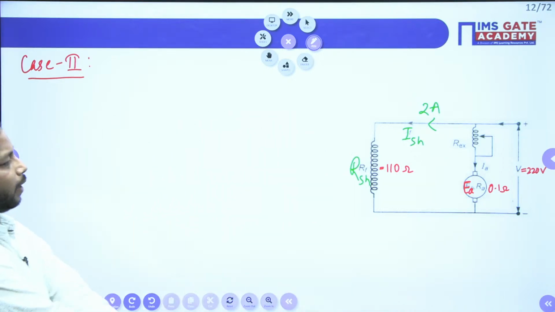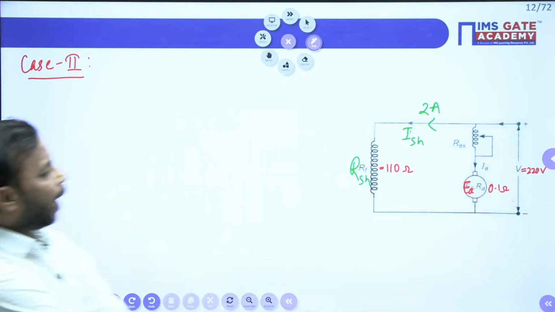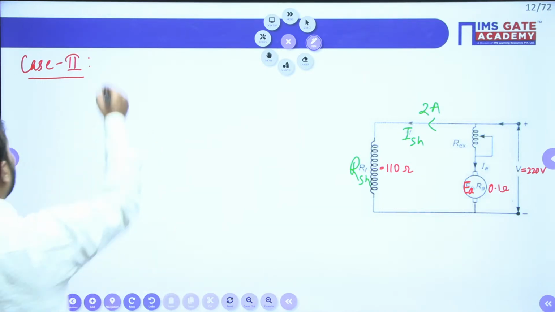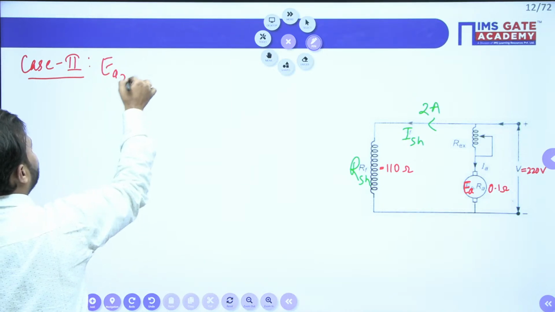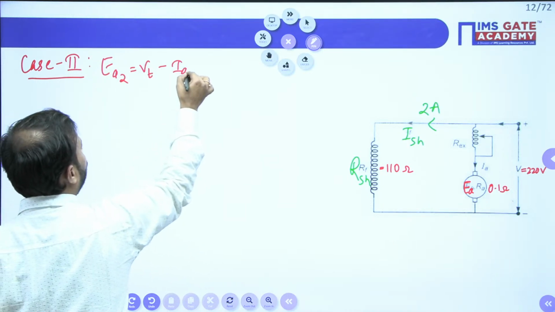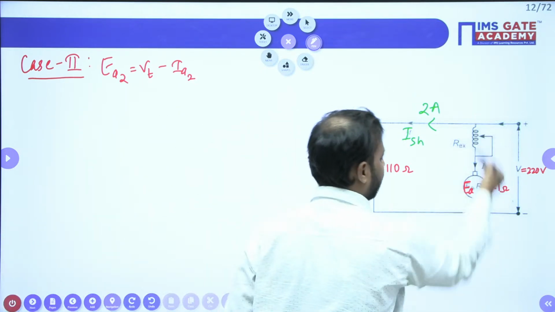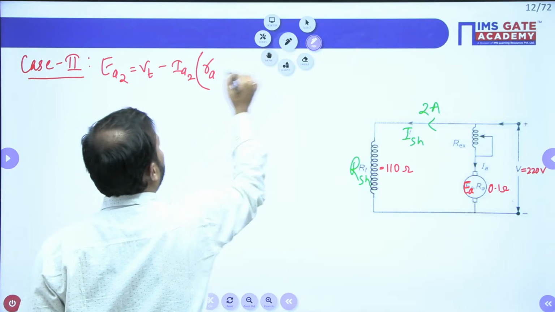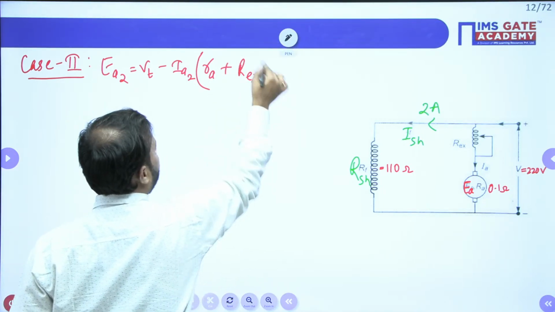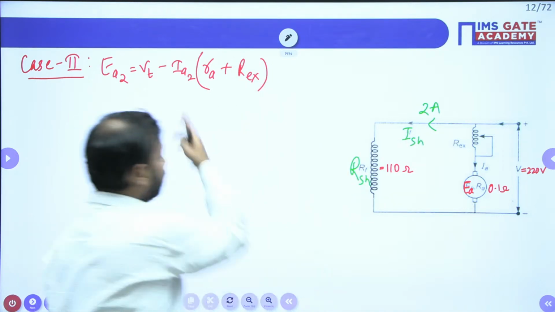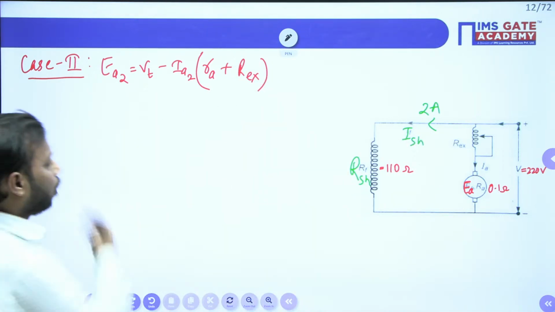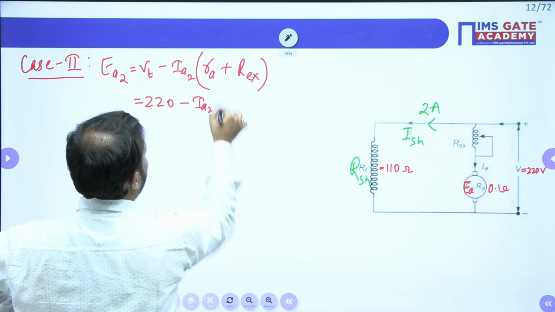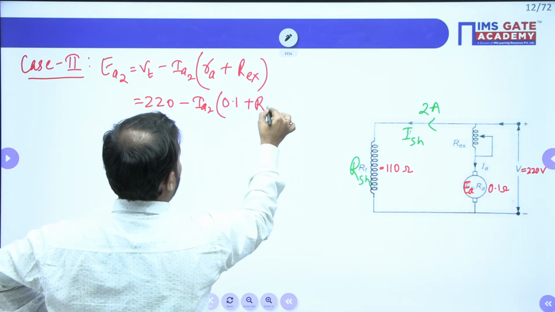So how do we calculate here? Can we find the IA2 value here? Why am I saying this? Because EA2 is equal to VT minus IA2, this time the armature current, and in the armature circuit we have a resistor RA plus R external, which we need to calculate. So here IA2 is unknown. So how to calculate this? 220 minus IA2, which is unknown, times RA, 0.1, plus R external.